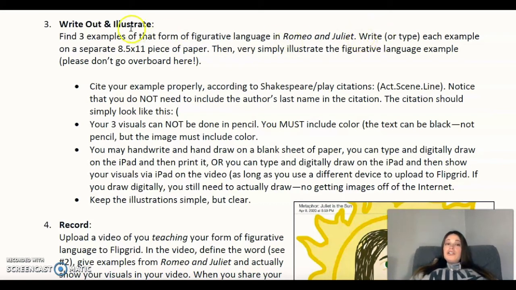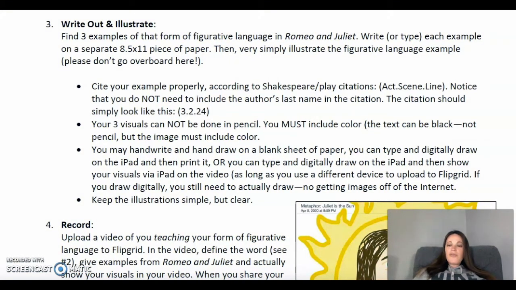You need to not just write it out, okay, but it does say to write it out. Write or type each example on a separate 8.5 by 11 piece of paper. Again, you can hand draw this or do it on your iPad. And then very simply illustrate the figurative language example. Don't go overboard here. I know some of you guys are iPad artist geniuses, and that's awesome. If you want to spend the time, go for it, really. But please understand this is not worth 50 points or anything like that, all right? I'll show you my example in just a second, okay? And it's not going to be anything close to what you guys can come up with, I'm sure.